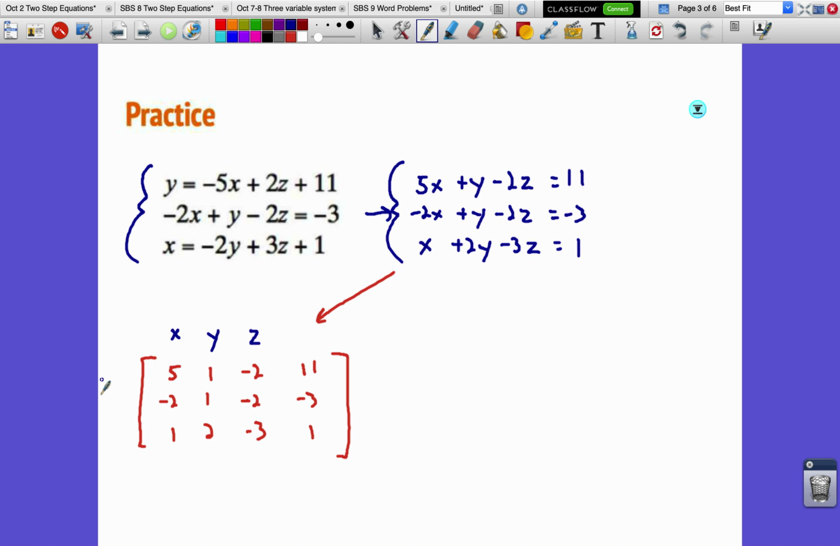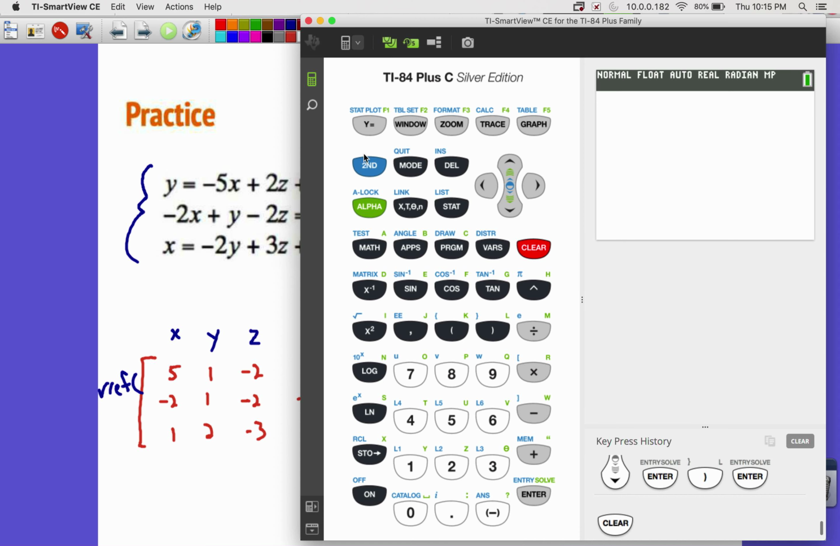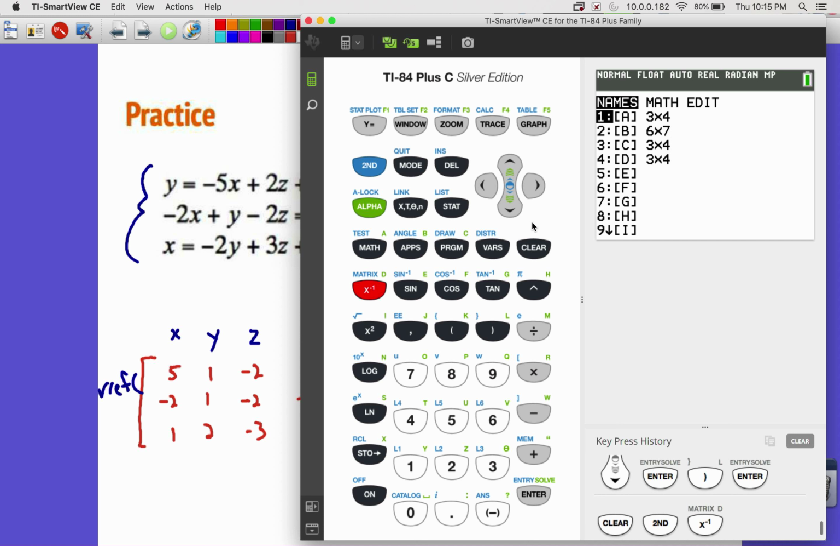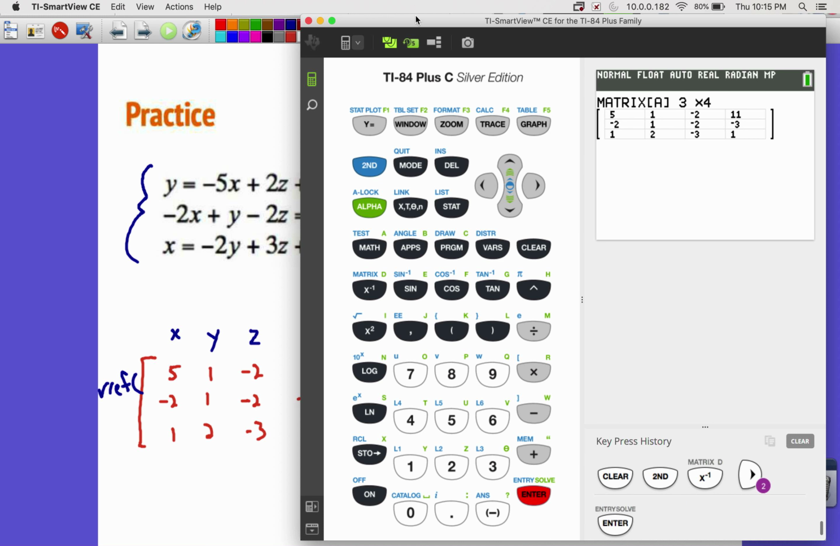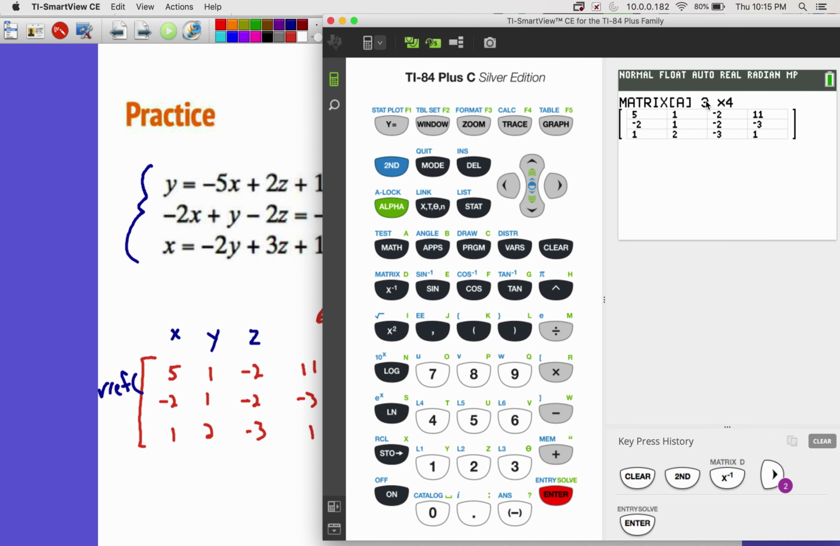All right, I want to plug this into my calculator and then run reduced row echelon form on it. So let me go ahead and bring up the calculator. I go second, matrix, and then over to edit. Now I've already plugged in this matrix into the calculator, but if you hadn't, you would make sure you had a 3x4. You plug in all of the numbers, hitting enter in between.